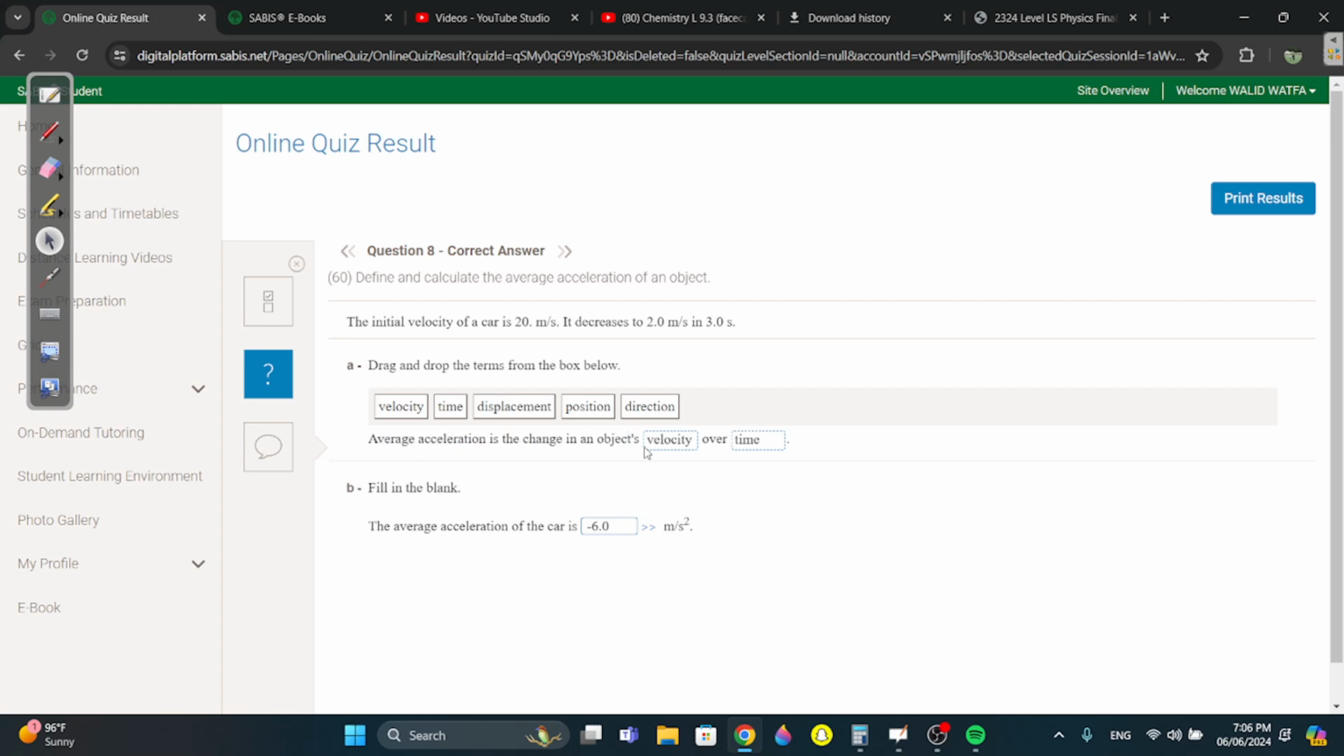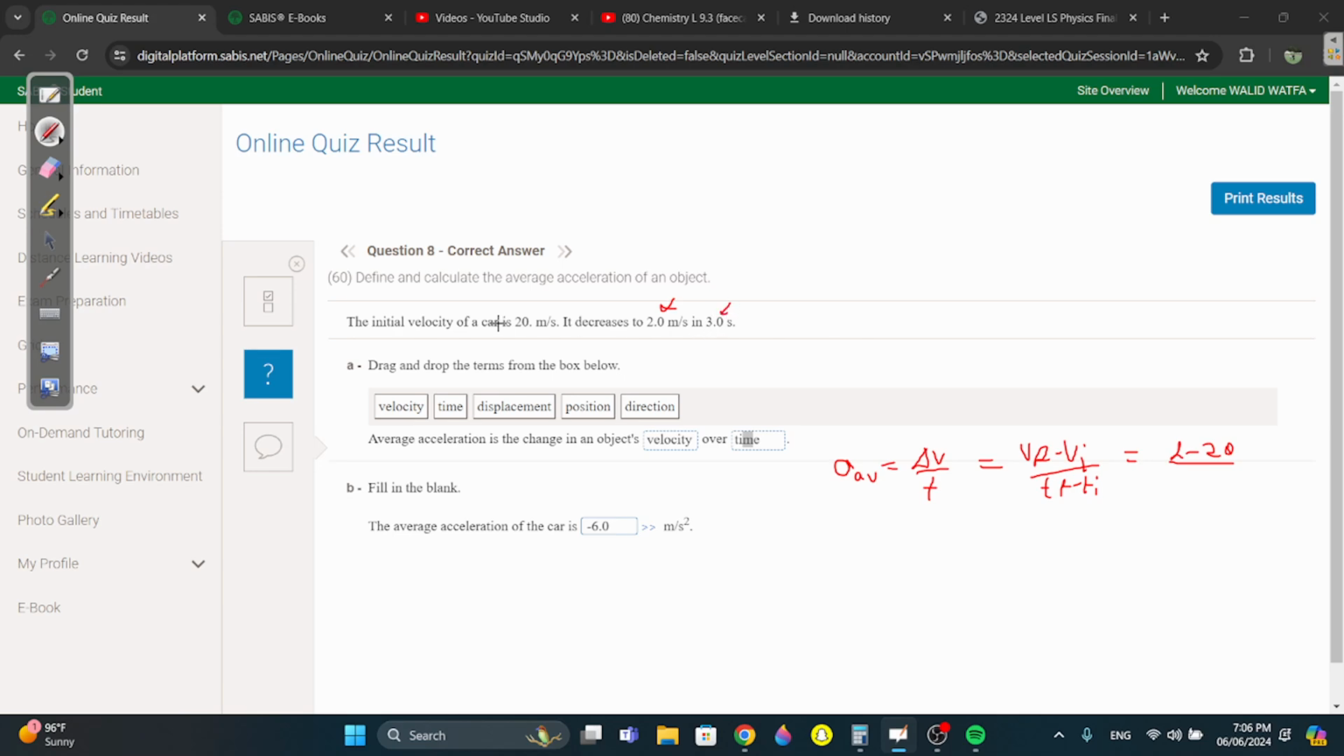Average acceleration is the change in velocity over time. So how would I find average acceleration? It would be delta v over t, right? Delta v is the change in velocity, so final velocity, v f minus v initial, over time final minus time initial. Velocity final is 2, initial is 20, so 2 minus 20 over time final minus time initial.